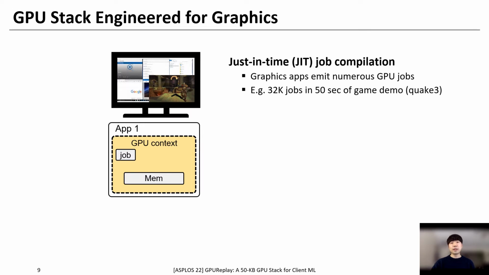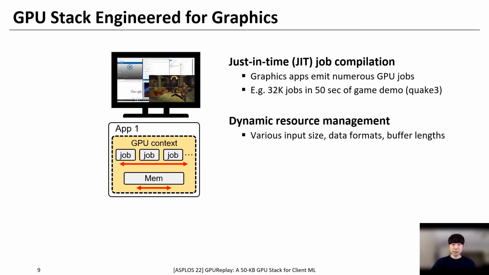The stack is fundamentally designed for the graphics workload. We found some key features for graphics in the stack. First, the compilation. A graphics application emits numerous GPU jobs, and the compiler in the runtime generates jobs when they are needed. For instance, we observed thousands of jobs in 50 seconds of a game demo. The stack may rewrite the shader just in time, as the game cannot foresee the future jobs.